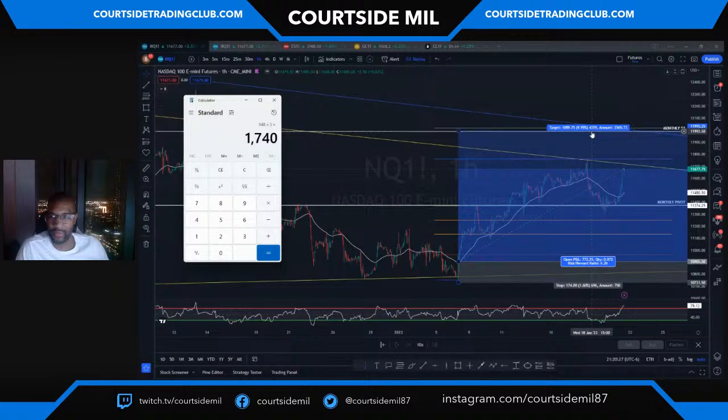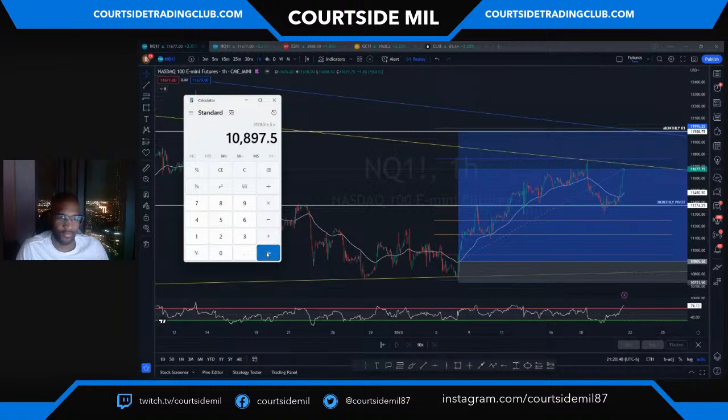My take profit is 4,359 ticks. 4,359 ticks times 50 cents per tick is $2,000. Multiply that by 5. That's 10 bands. So I'm risking 1,700 to make almost $11,000.